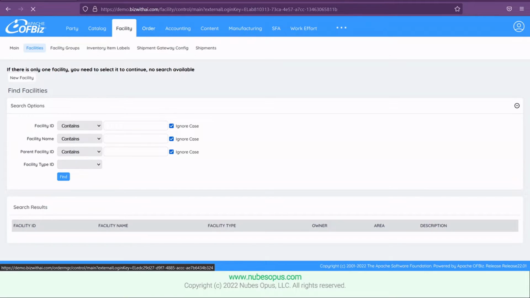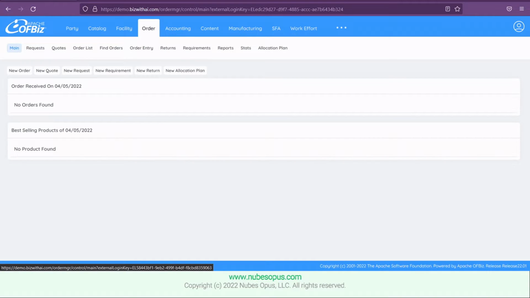Order module. The order module allows you to enter and maintain orders, quotes, requests and report on them. It allows us to manage purchase and sales orders from the creation and approval to the goods packing and shipping.